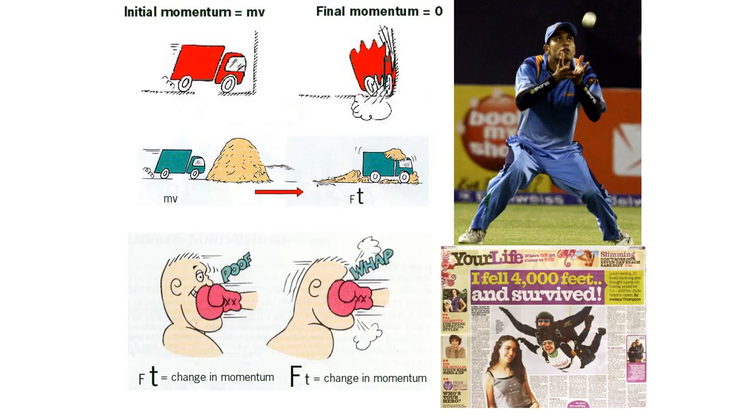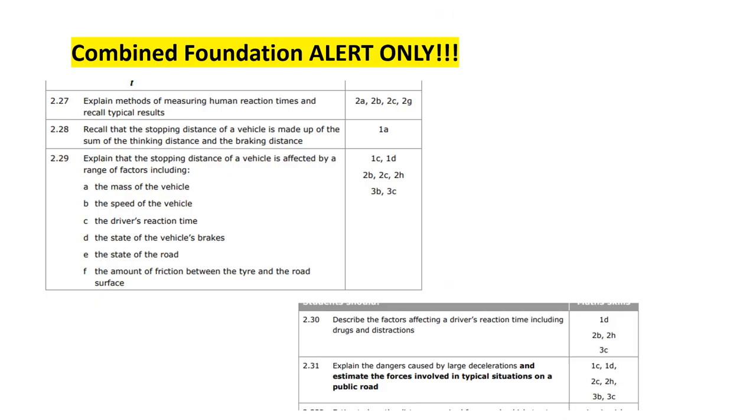Yeah, there's some more stuff about momentum. Catching a cricket ball, pulling your hands back, means the change of momentum happens over a longer time, so it doesn't hurt when you catch the cricket ball. That's a good example. Combined foundation alert only.